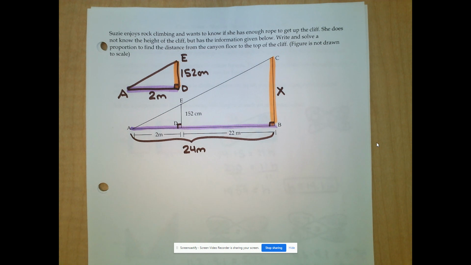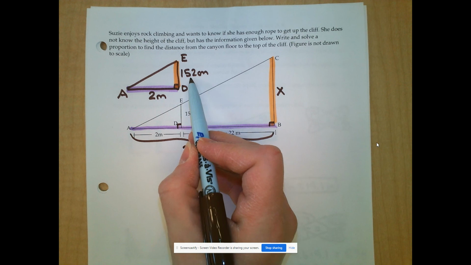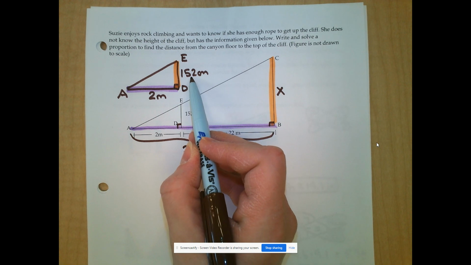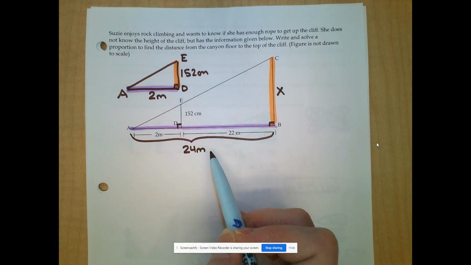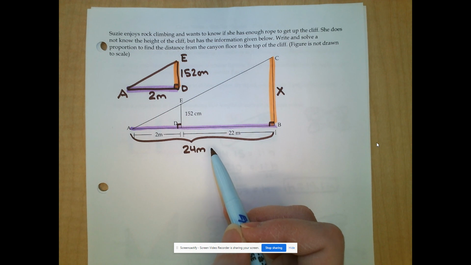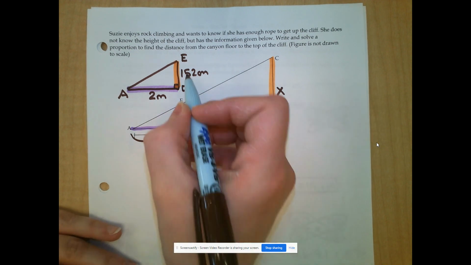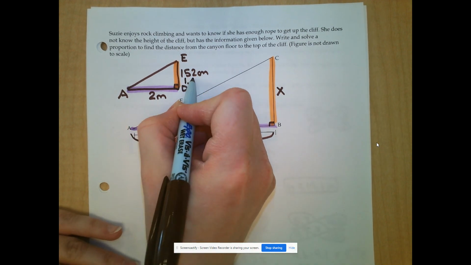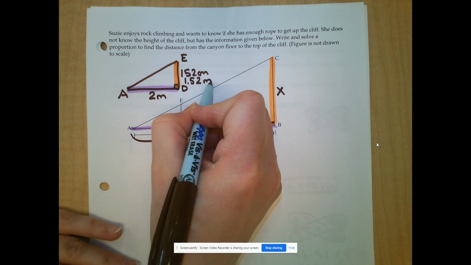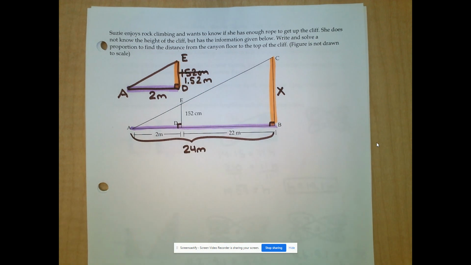The last kind of funky thing is that this was labeled as 152 centimeters. This one's in meters. This one's in meters. They have to be in the same. So you could convert them all to centimeters or convert them all to meters. Because there's only one here in centimeters, I'm going to go with 1.52 meters instead of 152 centimeters. I moved my decimal point 2 places. And now everything's in meters, and I can set up my proportion to solve for x.